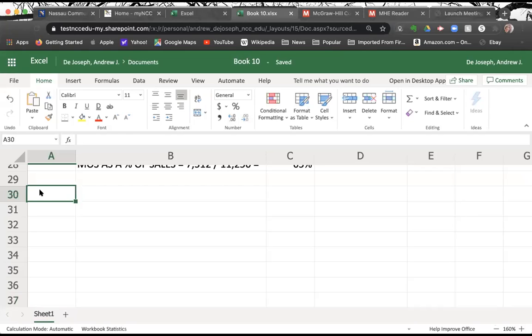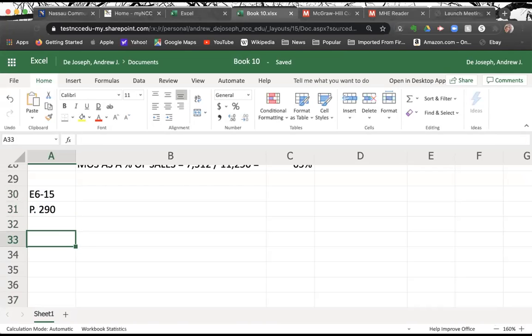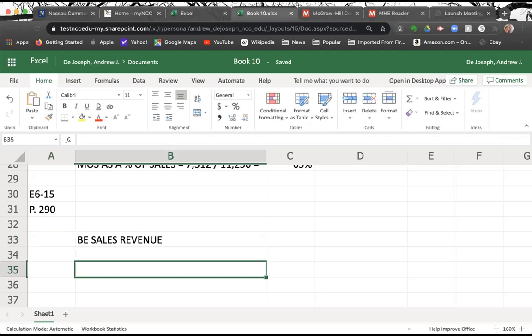All right, so this is exercise 6-15. And this was on page 290, right? So I'm not even going to bother writing down how the companies are similar and how they are different. I think you could just look at that and draw your own conclusion. But how do we calculate break-even sales revenue, based on the information they gave us?